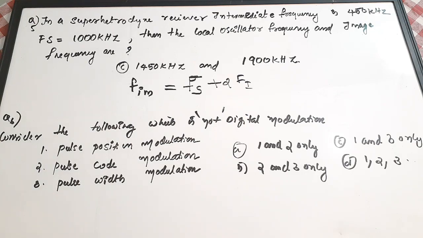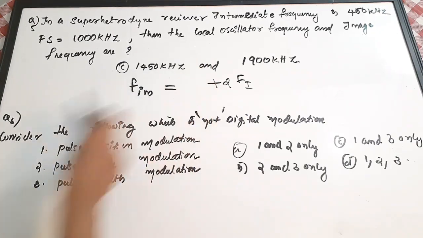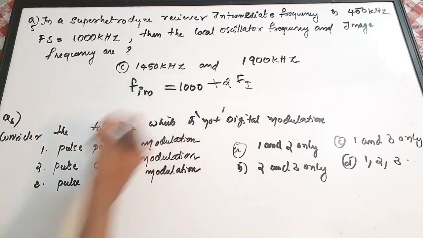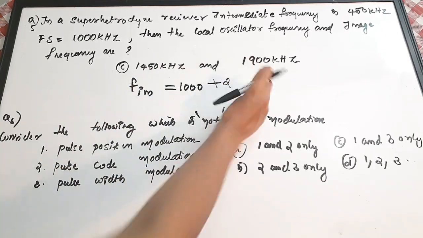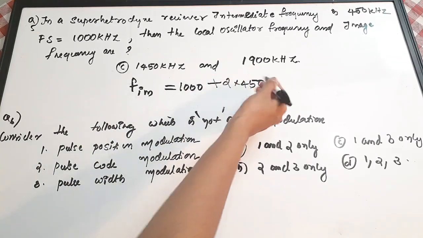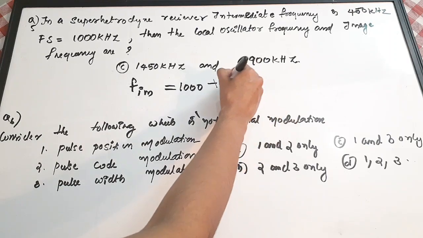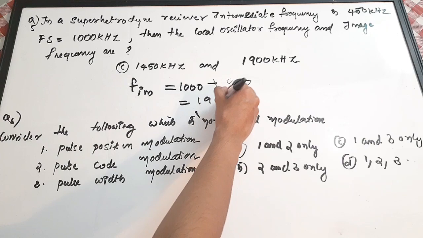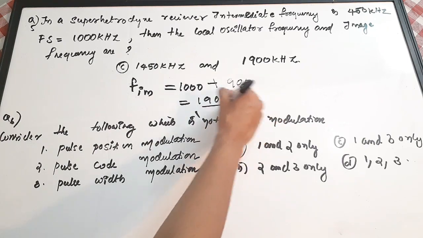So what is the source frequency? It is 1000. All values are in kilohertz, so don't worry. 1000 plus 2 into 450. That is 450 into 2, which is 900. Substituting that here, the value coming is 1900 kilohertz, which is the image frequency.